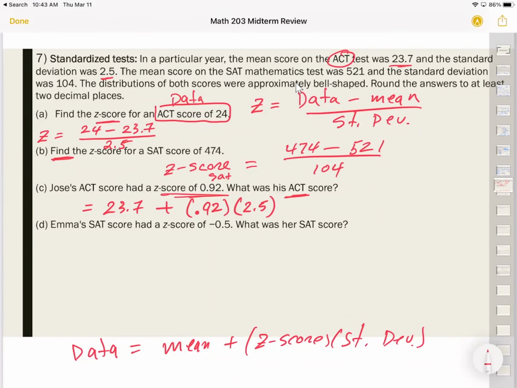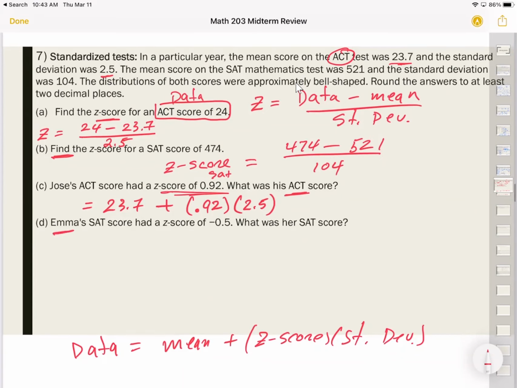And again, for Jose. And for Emma, if you plug this in for the SAT, we have 521 plus a negative 0.5 times the standard deviation, which is 104. Looking at this, we know her score should be something below 521, because the z-score is negative, which is where your positive and negative come in. So the question would be to find the z-score, or how to find the data, given this item.